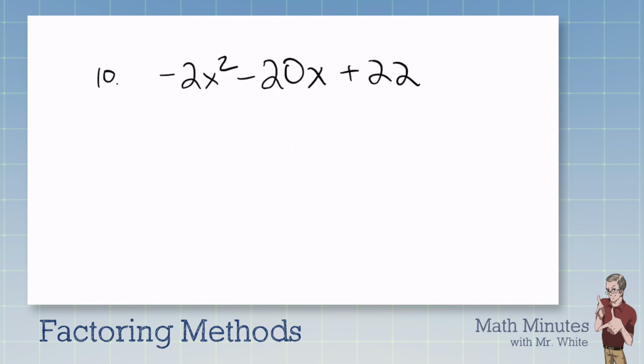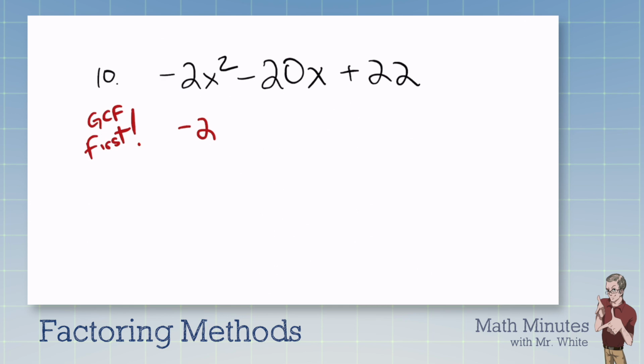All right, number 10 here. You might think, hey, let's just jump in and start doing the algorithm, right? Let's take our 22 times our negative 2. But before you do that, always check for a GCF first. Always, folks. Because your life may get a lot easier if you check for a GCF first. And indeed, they're all divisible by 2. And I think it would be wise to go ahead and factor out the minus sign.